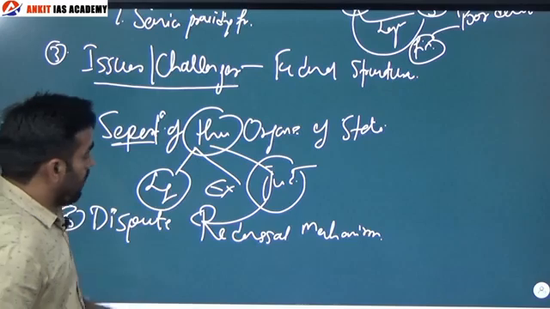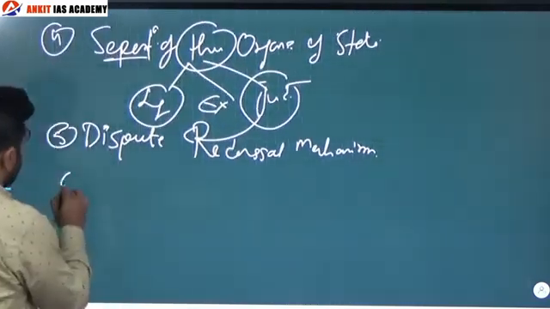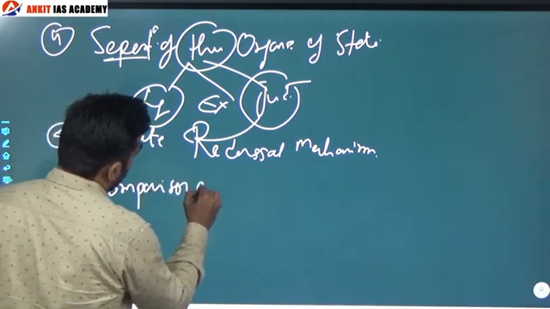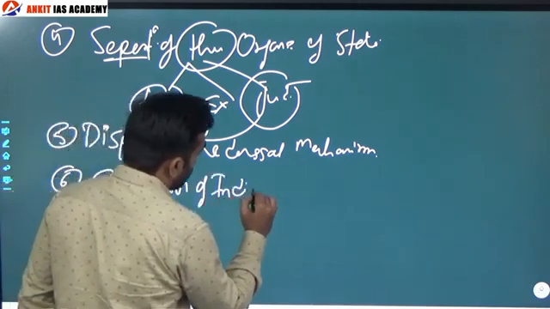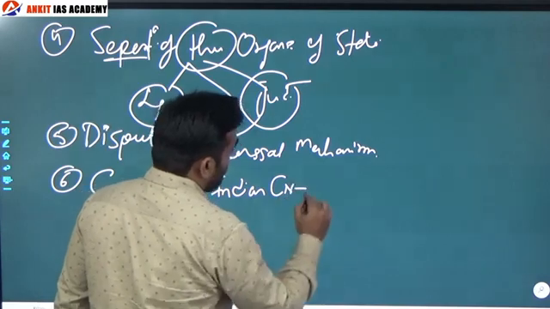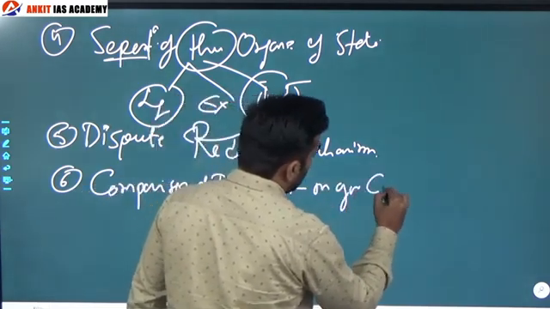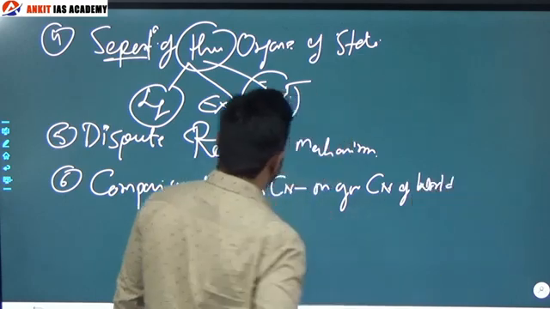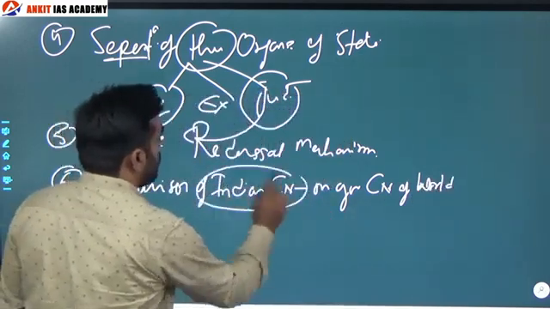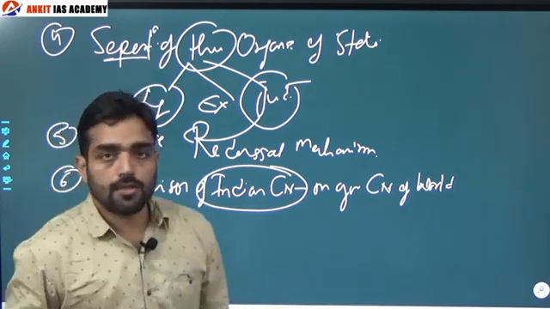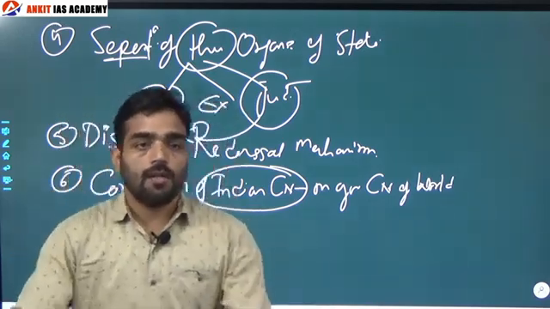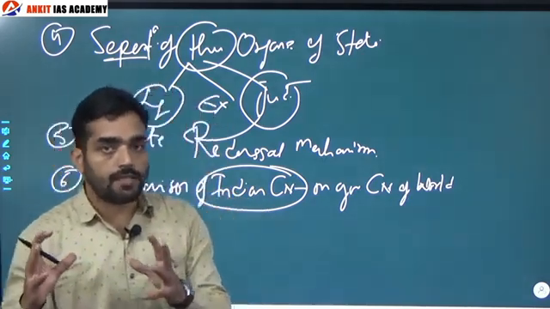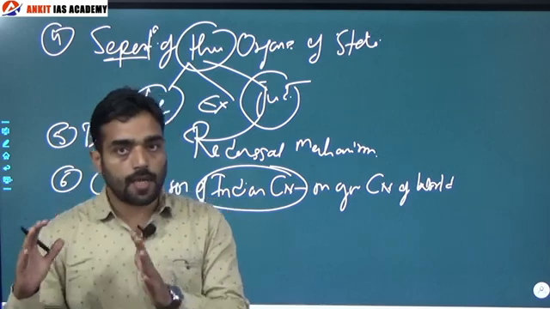Sixth is comparison of Indian Constitution with major constitutions of the world. Comparison of Indian Constitution. So if we talk about comparison of Indian Constitution, the questions will come basically about a constitution which is similar to that of India, or from where India has sourced a large part of its constitution.